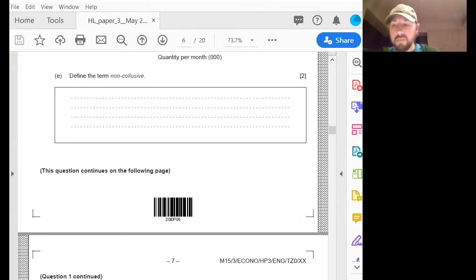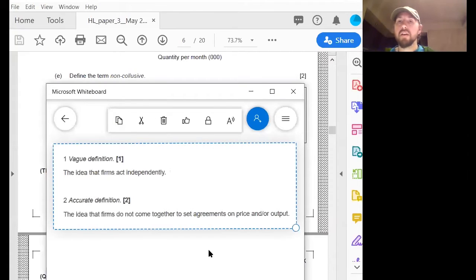So looking at the IB answers, I cut and paste what they wrote, and I'm going to just slide it in over here on this whiteboard. So here is what IB gives you for a 2-point question here, a vague definition. You work independently. It's kind of what I said in the video, and that's pretty vague. But you got to be a little more accurate. You want to get that second point. It says you're acting independently, but you do not come together to set agreements on price and output. Just a little bit more to get that second point.